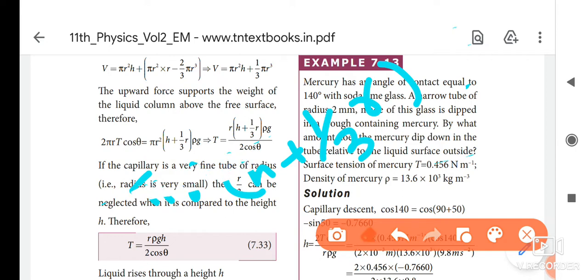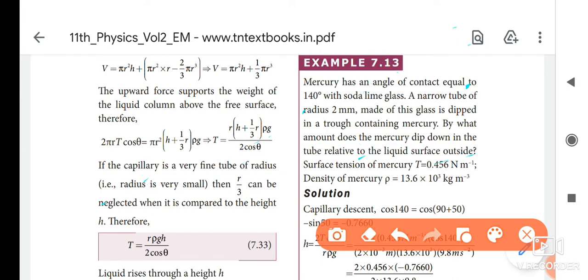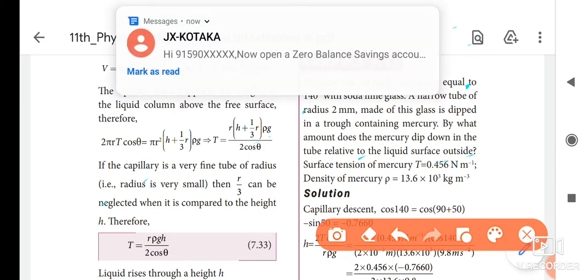Why here we put rho g? Rho means here some water is there, so we have to find the density of water. So here rho is denoted as the density of water, and g, here some gravitational force is involved. So the 2 pi rT cos theta is equal to pi r squared h plus 1 by 3 r rho g. From this equation we have to find the T value, that is the tension value.